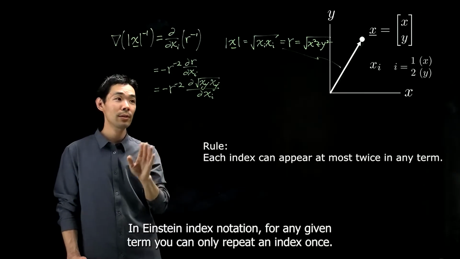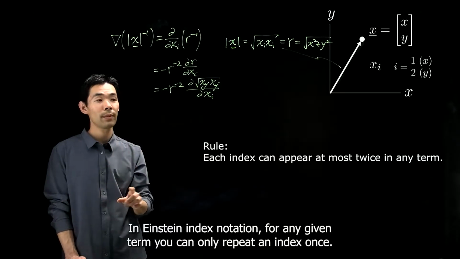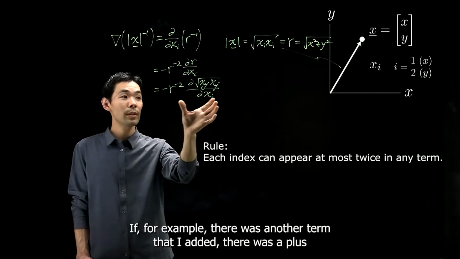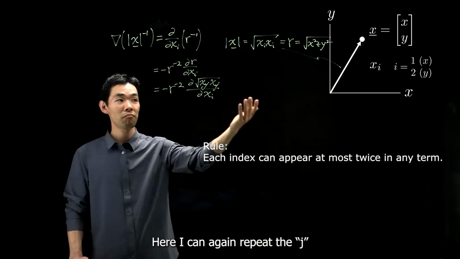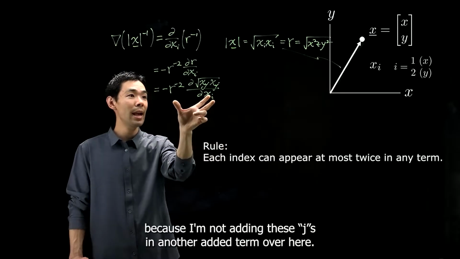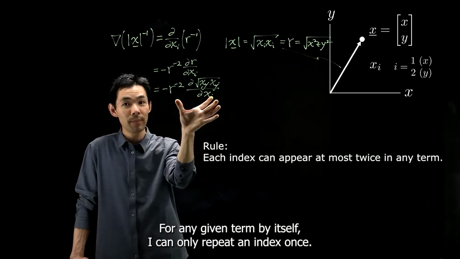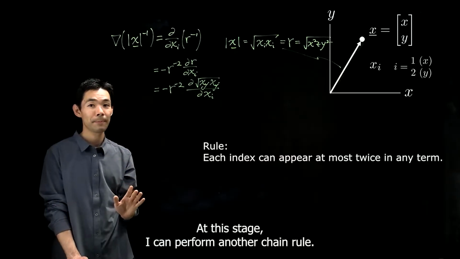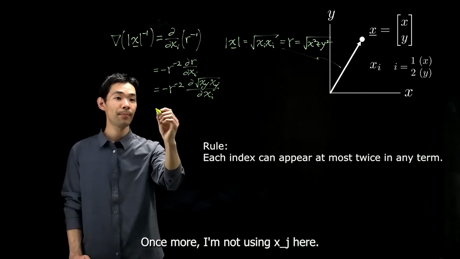Okay, so in Einstein index notation, for any given term, you can only repeat an index once. If, for example, there was another term that I added, there was a plus and another term here, I can again repeat the j over here because I'm not adding these j's with another added term j over here. So for any given term by itself, I can only repeat an index once. Okay? So at this stage, I can perform another chain rule. So let's do that.